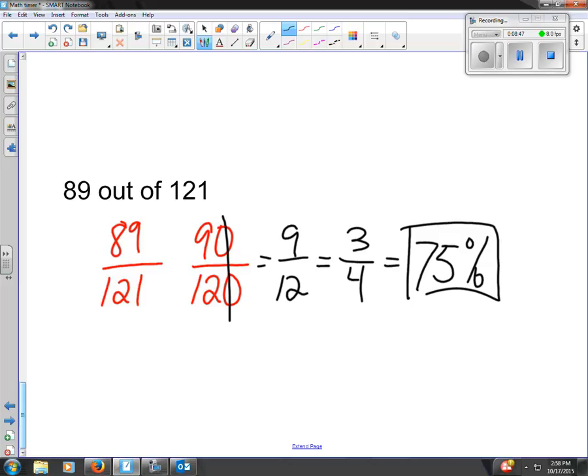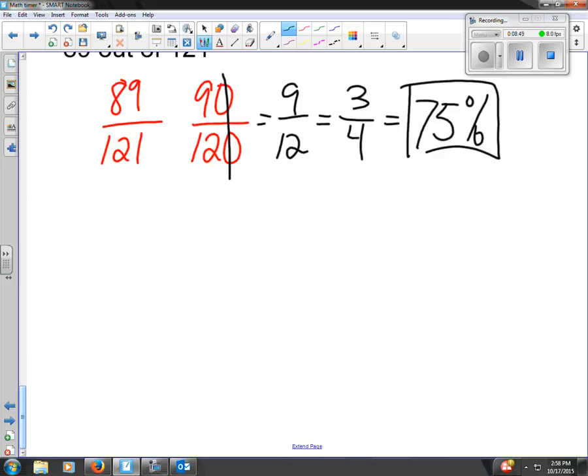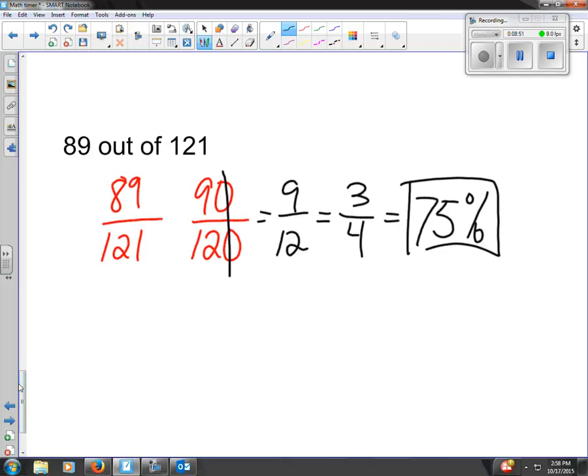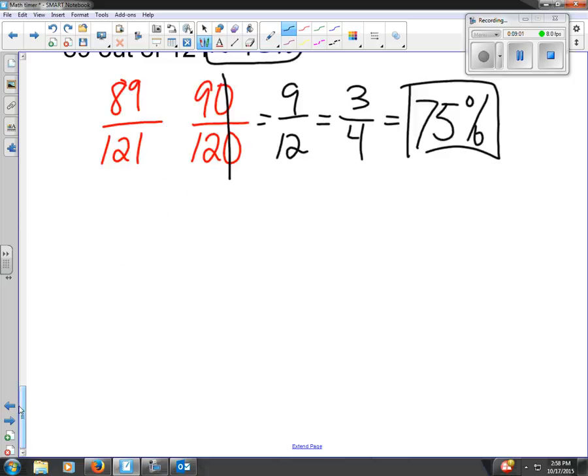Done. Okay? A lot easier to work with. So this 89 out of 121 is about, approximately estimating, 75%. Is it perfect? No, not perfect, but it's okay.